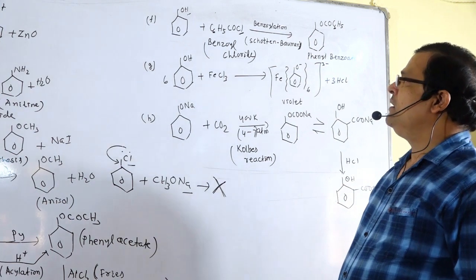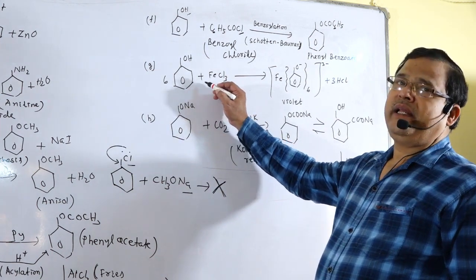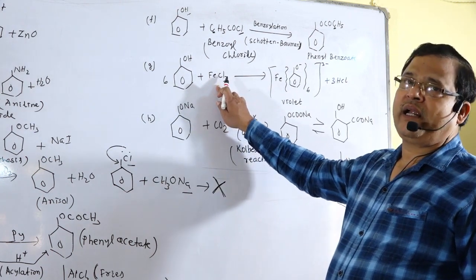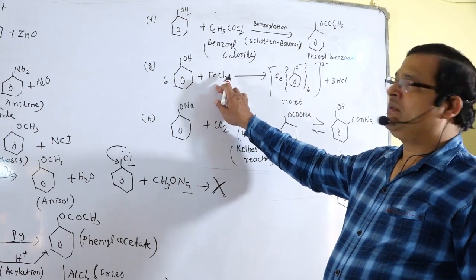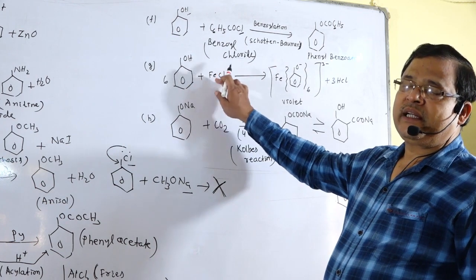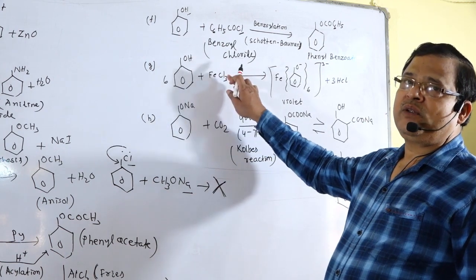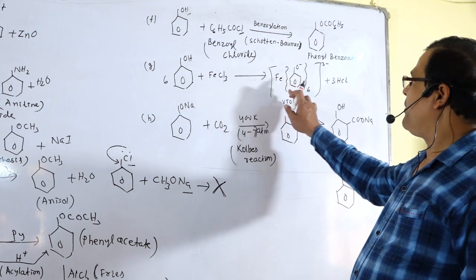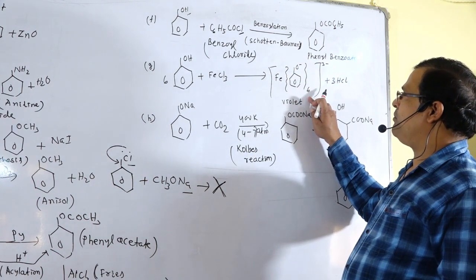So next one is the action of phenol with neutral ferric chloride. This is the test for phenol, the test for the phenolic OH group. So when phenol is treated with neutral ferric chloride, there is the formation of a complex compound.